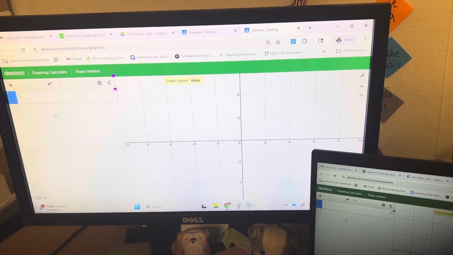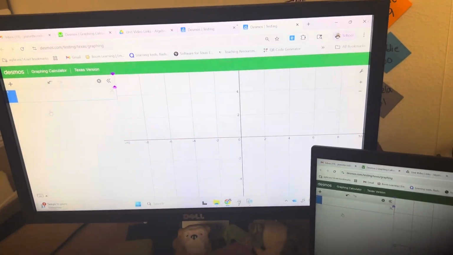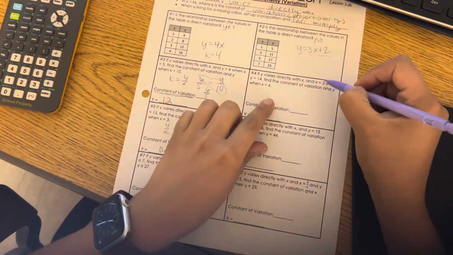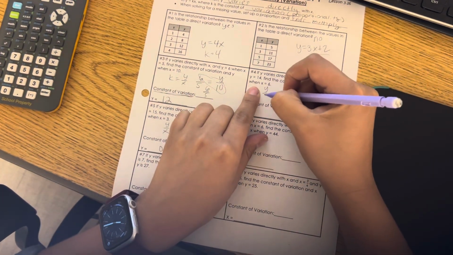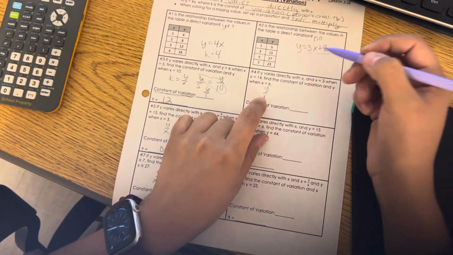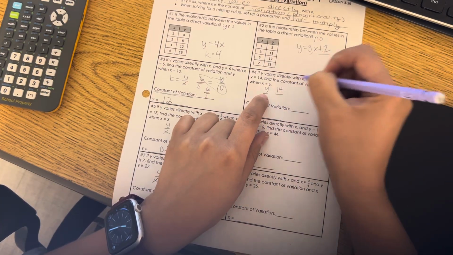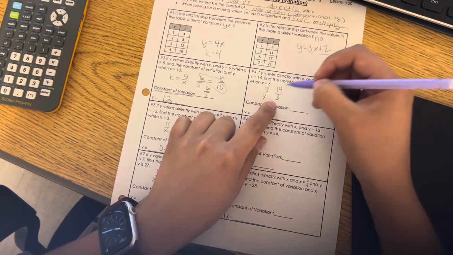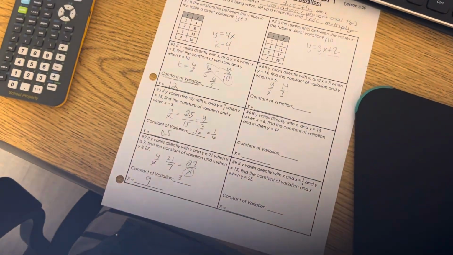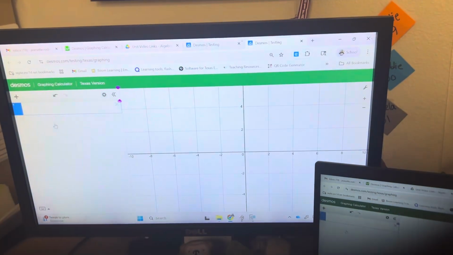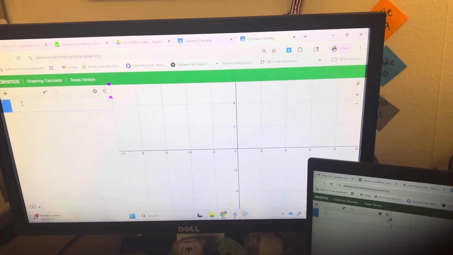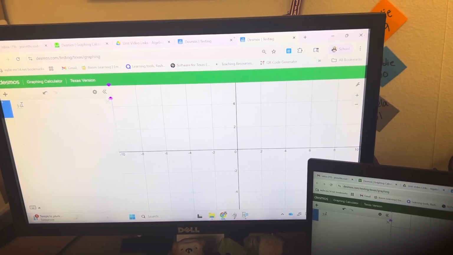So number 4 says if y varies directly with x and x is 3, I've got to point that out to you. It says x is 3 and y is 14. What you have to be careful with is make sure you always put y over x. So y would be 14 and 3 would be x. So then I'm going to type that in. And this is where Desmos can do the same thing. If I just type in 14 over 3 with the slash, it turns it into a fraction automatically. And then it gives me the decimal equivalent as well.